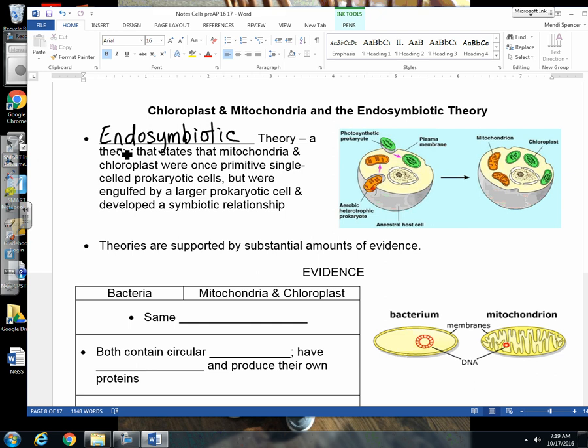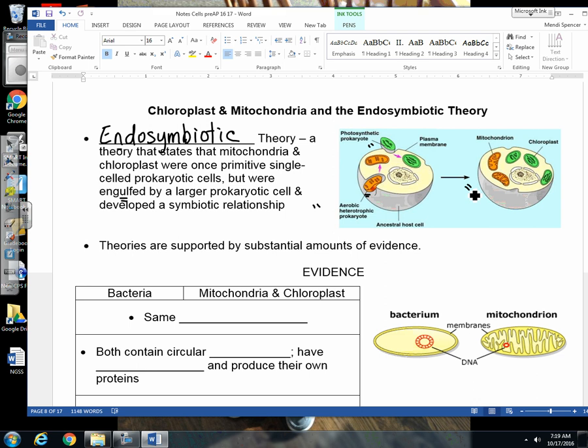It says the mitochondria and the chloroplast were once primitive single-cell prokaryotic cells, but they got engulfed by a larger prokaryotic cell and developed a symbiotic relationship. According to this diagram, you can see that you have a larger cell, and it's initially lacking mitochondria and chloroplast. And you can see that it's engulfing this aerobic prokaryotic cell, which means it has the ability to make ATP, and engulfing this smaller photosynthetic prokaryotic cell, which means it has the ability to make sugars through photosynthesis. And then we just created a new place for these smaller cells to live inside of a bigger cell.